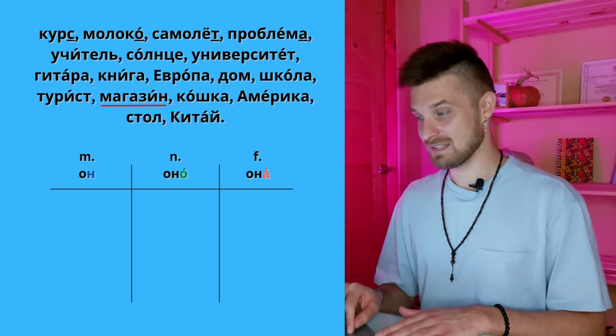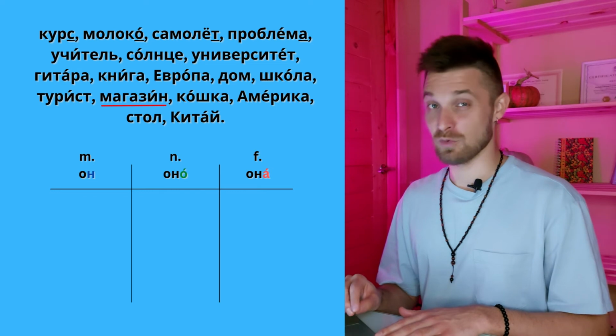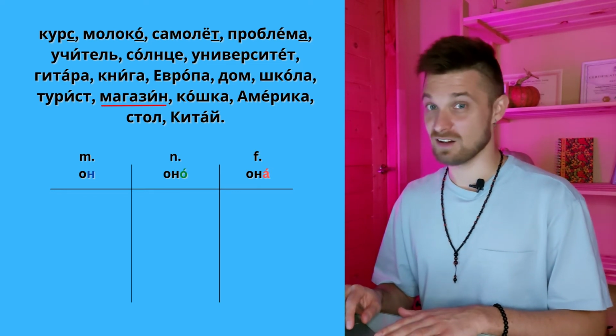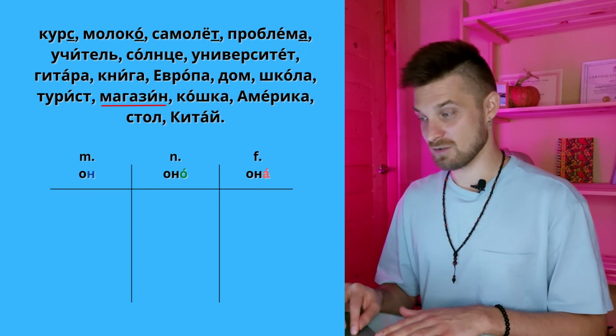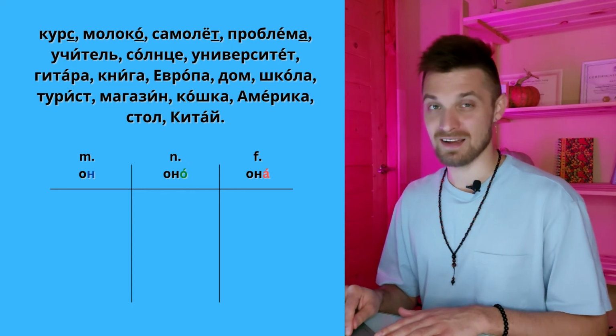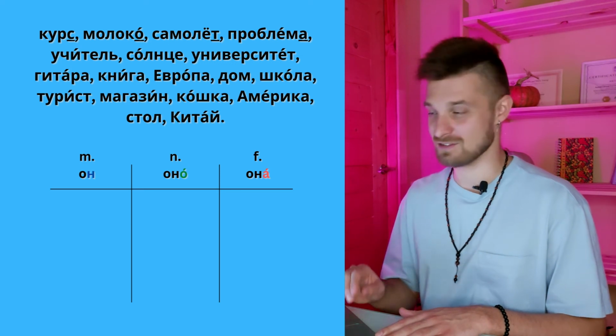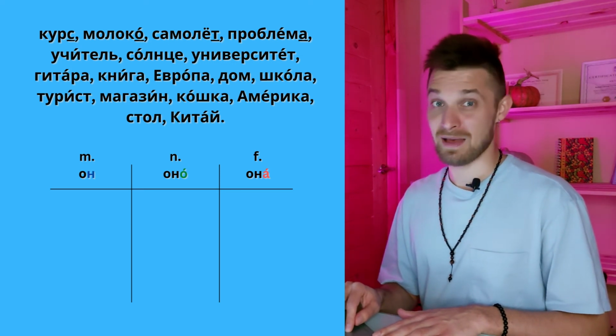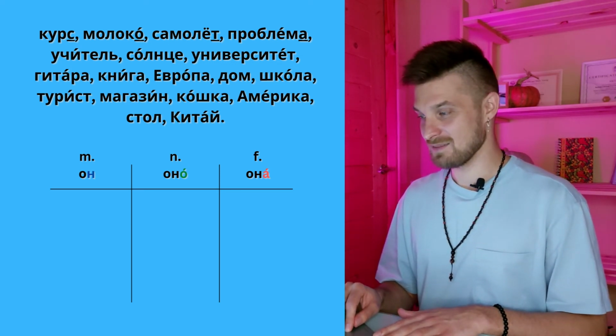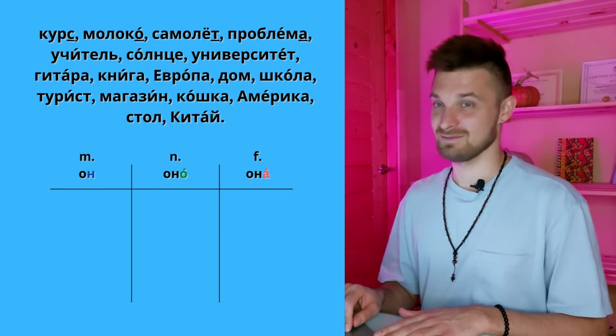Магазин. Магазин ends with n. N is a consonant, so it's masculine. Actually, магазин means a store or supermarket, like a grocery store, yeah. Not a magazine, yeah. Because magazine is журнал.